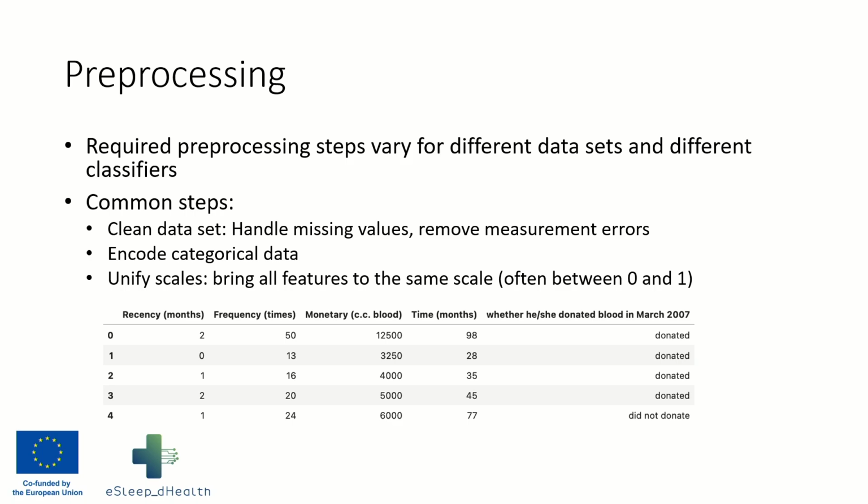So if you look here in the first row, there is one person who has donated blood apparently 50 times. And this seems quite high to me, considering that he first donated blood 98 months ago. And then we need to think, is this realistic? Is it maybe a measurement error? Maybe it should be 5 times and someone actually typed a 0.